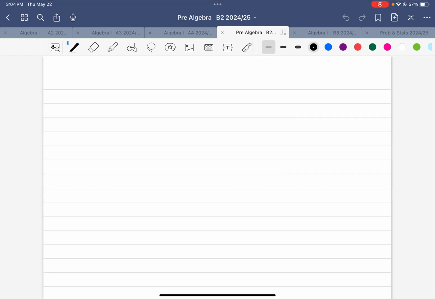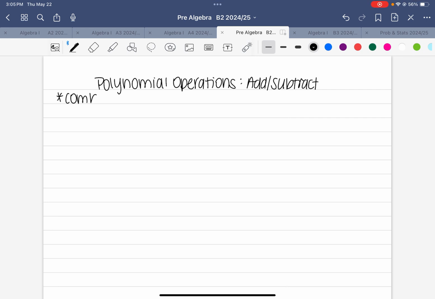But today we're going to take some notes on polynomial operations, because you have a worksheet to finish from last class, which was like a week ago. Anyway, polynomial operations, where you're going to add and subtract. Essentially, like we talked about before, we're going to combine like terms.